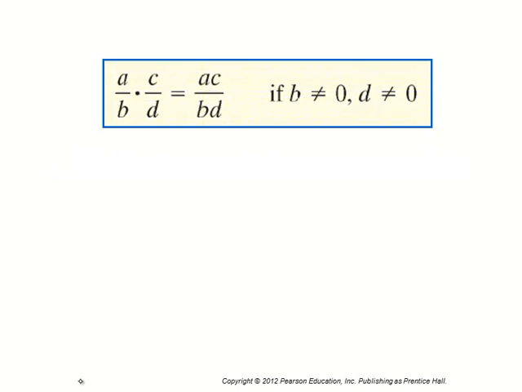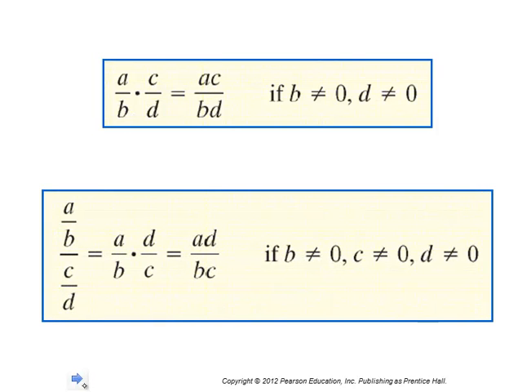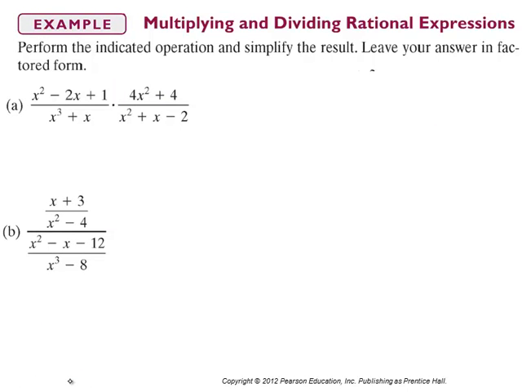Multiply and divide rational expressions just like you do with any other fractions. When you multiply two fractions together, you just multiply the numerators, multiply the denominators, and simplify as necessary. When you take one fraction divided by another fraction, that's the same thing as taking that first fraction multiplied by the reciprocal of that second fraction. So we invert and multiply.